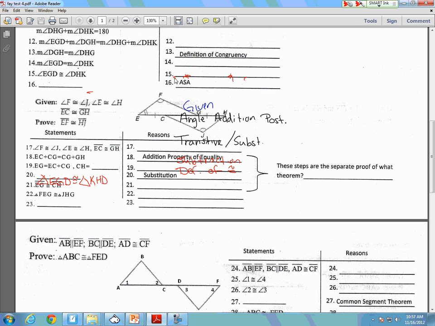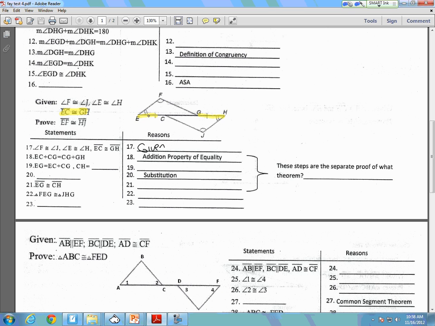Moving on to the last one on the front. We've got EC, or not FC, EC congruent to GH. Okay, that was given here. Angle F congruent to angle G, and angle E congruent to angle H. If you recognize that you've got segments overlapping each other, and we've talked about this in class, this is the common segment theorem. And I'm actually going to have you, instead of writing common segment theorem, go through the process of actually showing the common segment theorem before you use it.